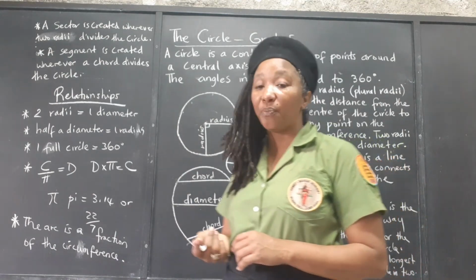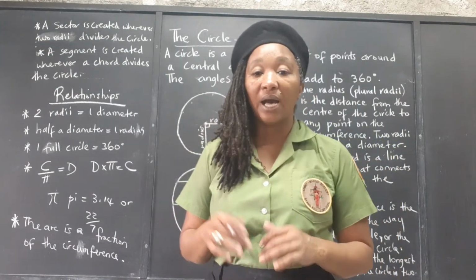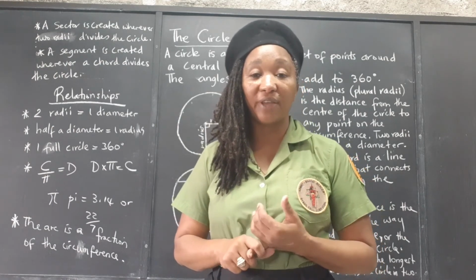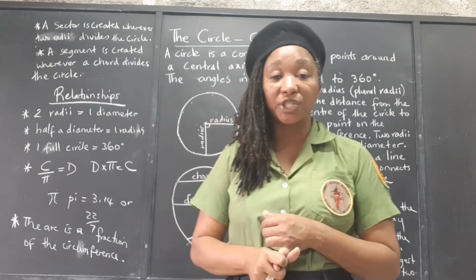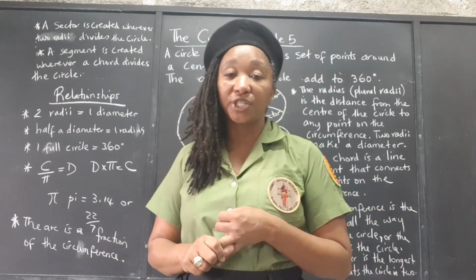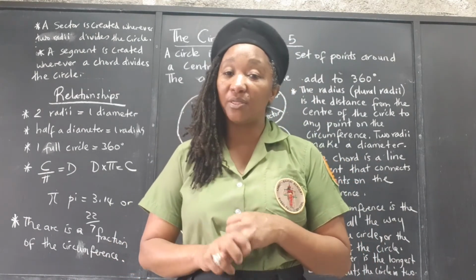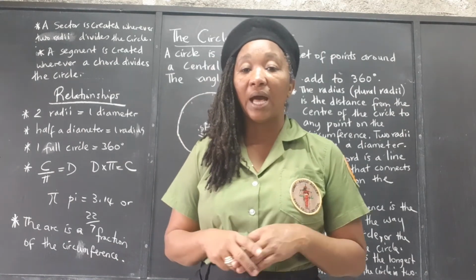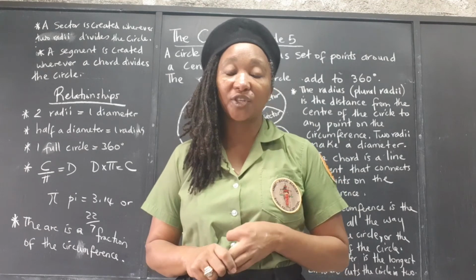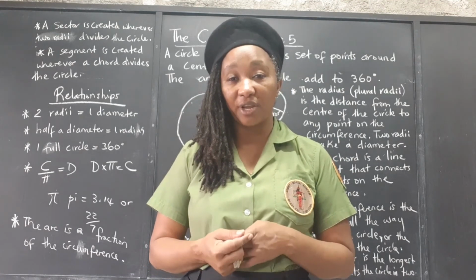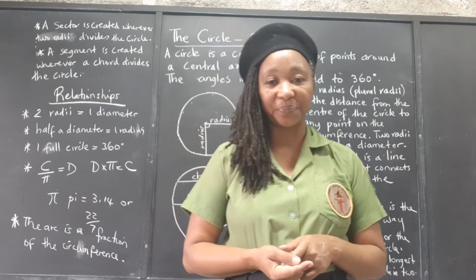So I'm going to wrap up this video, the introductory video to the circle. Remember to look for the video on the relationship between the circumference and the diameter, the relationship between the diameter and the radius. Given one, how do you find the other? As well as finding the circumference of a circle and finding the area of a circle.